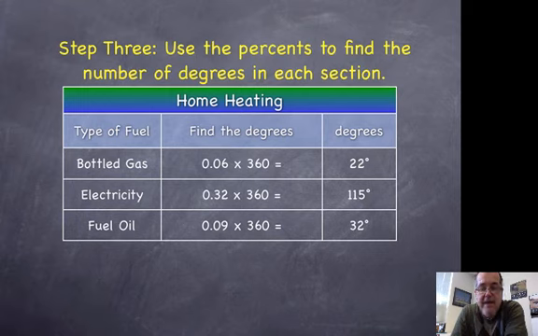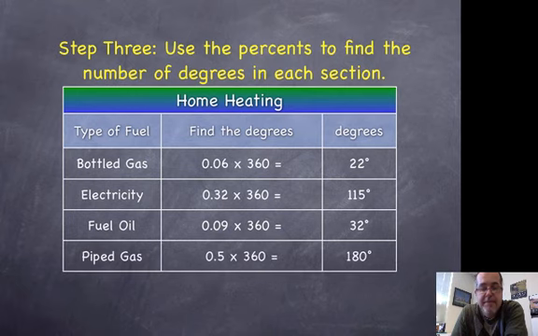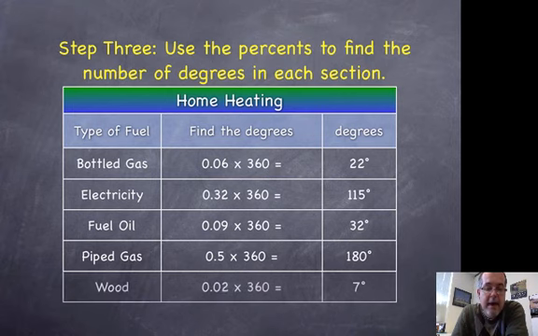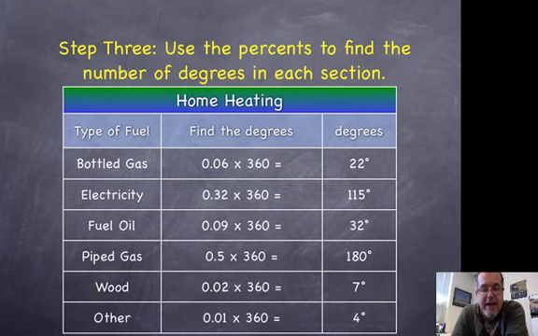So we have 0.09 times 360 for fuel oil, and we get 32 degrees. Then 0.5, or half of 360, would be 180 degrees. And then wood, we have 2%, or 0.02 times 360 would be about 7 degrees. We have to do some rounding there. And then other, you're going to have 3.6, you got to round that up to 4 degrees.